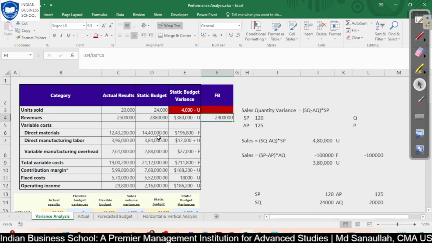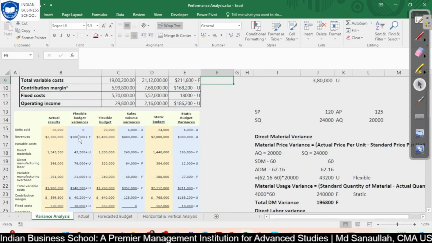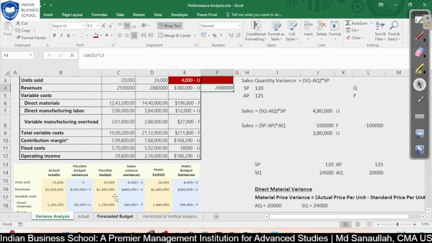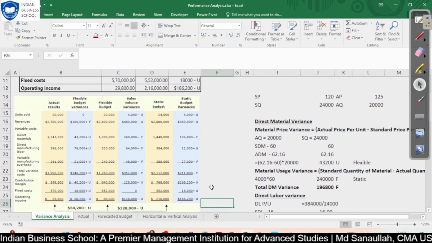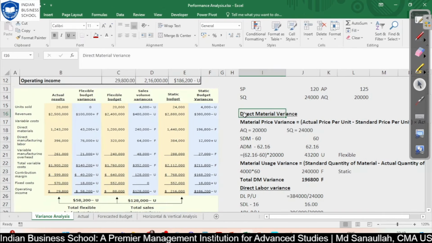Likewise we can also calculate this, but there is no point, because unnecessarily we will waste a lot of time. Since it has already been created, you can see the flexible budget variance is coming 100 positive, and the flexible budget is 202.4 million, as I have calculated just now here. Similarly, we don't need to calculate again and again, it's just a waste of time. So now we want to know the direct material variance.